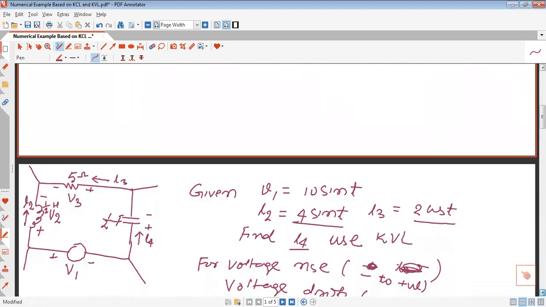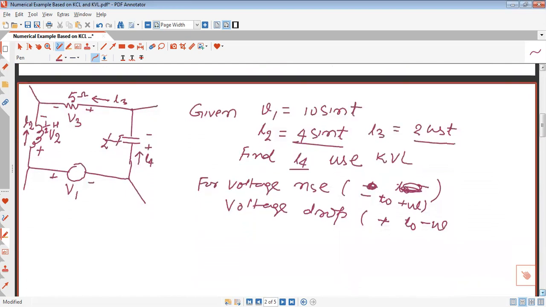Now we see another problem. Problem number 2. In this problem, it is given that V1 equal to 10 sin t, that is the voltage here, and I2 is the current flowing in the inductor and it is given as 4 sin t, and I3 is given as 2 cos t. Find I4. We have to calculate the value of the current in the capacitor.